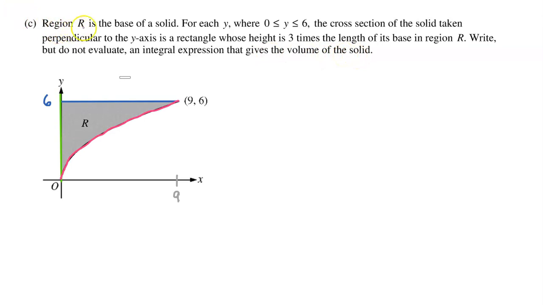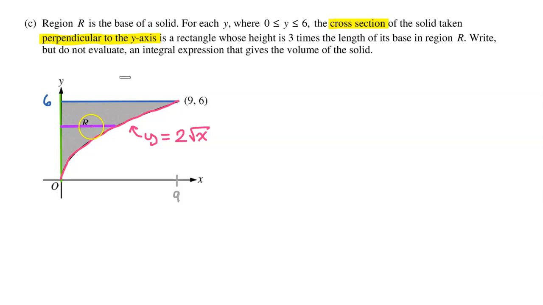When they say that region R is the base of a solid, I want you to picture an oddly shaped loaf of bread that is sitting on region R. In other words, the footprint of the loaf of bread is region R, and we're looking down from above. When they mention cross-sections perpendicular to the y-axis, they are talking about slices like this one. We can use slices to calculate the volume of the solid.